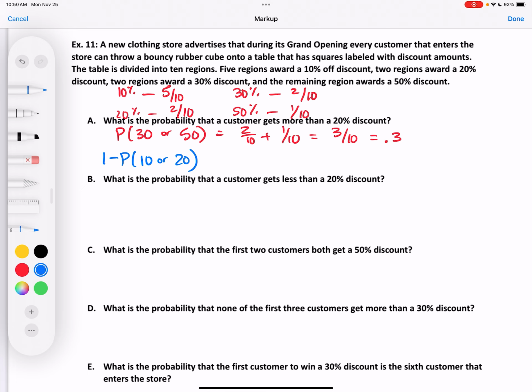So 1 minus that would be 1 minus 5 over 10 plus 2 out of 10, or 1 minus 7 over 10 would be 3 out of 10, or 0.3. So either way, you're going to get to the same answer. More so showing you both ways, because if there were a lot more numbers involved, it might be easier to do what's in blue versus doing what's in red, depending on what's going on.